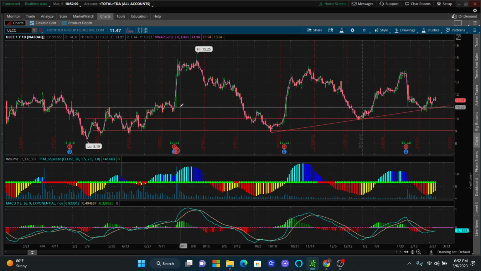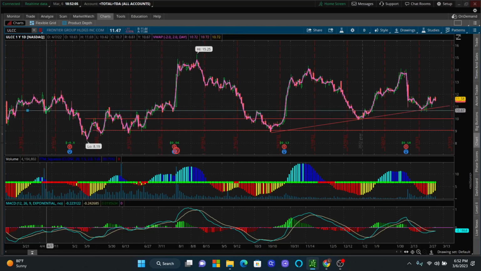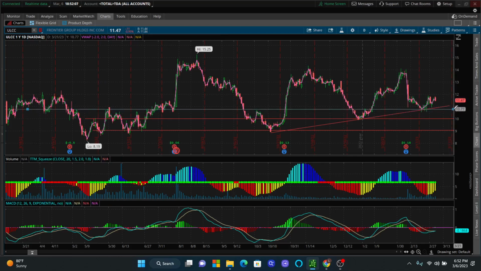Look how it lines up perfectly with a lot of support lines that were in the past. So I'm just going to draw it up right here. So look how it lined up perfectly here. It was a resistance line for this move right here. You can see it kind of went up, went down, then broke through.